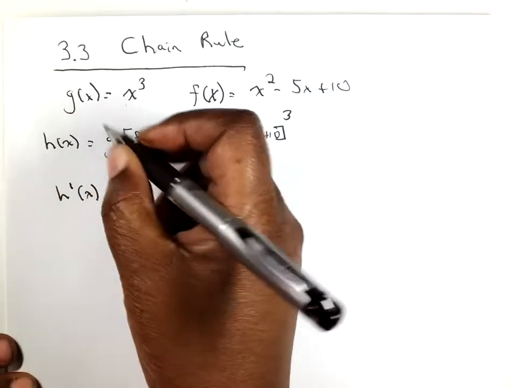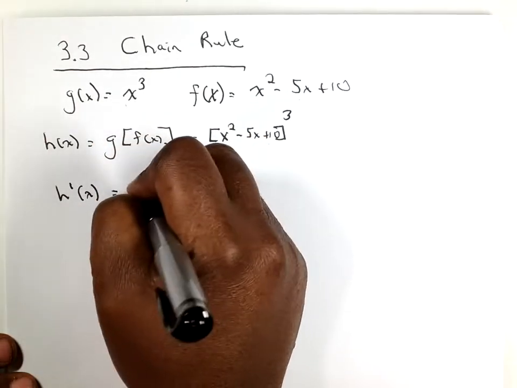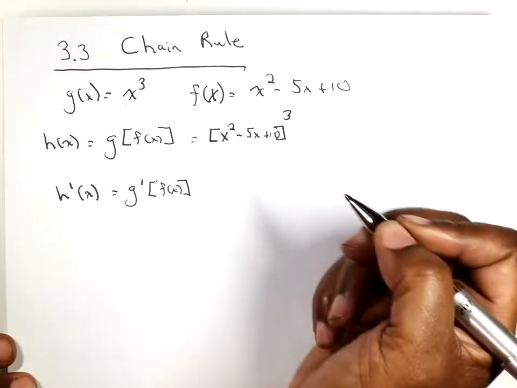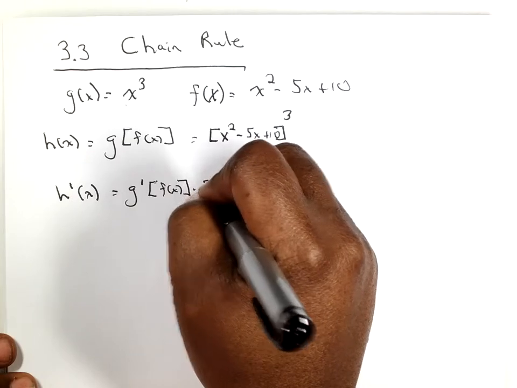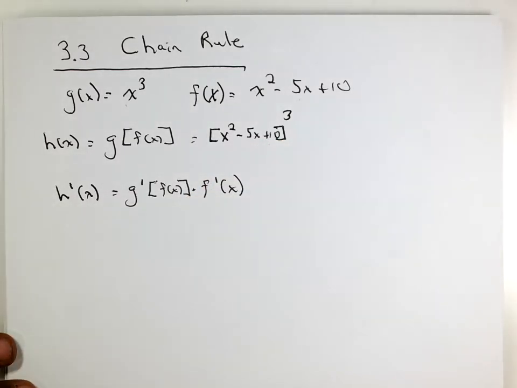So what the chain rule tells me is when I take the derivative of this, h prime of x, then what I'm really doing is taking the derivative of the g function first. So I'm going to do g prime, and then the f of x is just going to remain, and then I'm going to multiply that by the derivative of f of x.